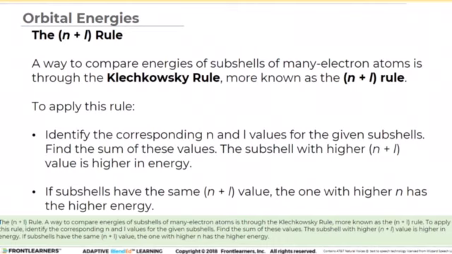To apply this rule, identify the corresponding n and l values of the given subshells. Find the sum of these values; the subshell with higher n plus l value is higher in energy. If subshells have the same n plus l value, the one with higher n has the higher energy.